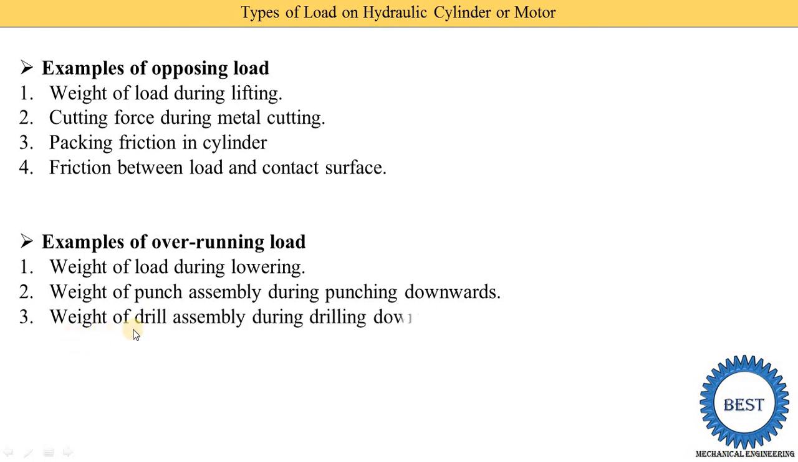In the same way, weight of the drill assembly during drilling downwards. We need to create a hole in our piece, so we use drilling machines. The drill bit is moving in the downward direction, and due to gravity it also tries to move downward. It is called the overrunning load.